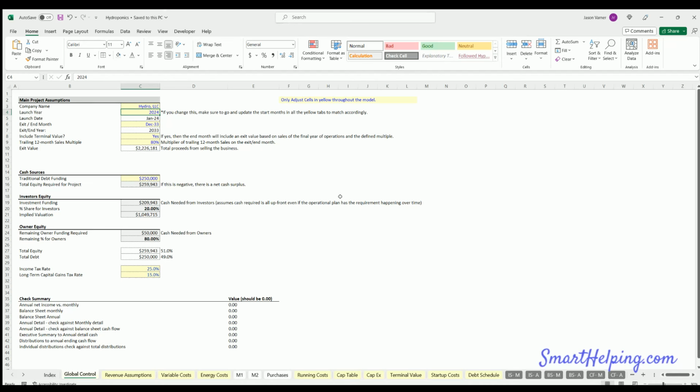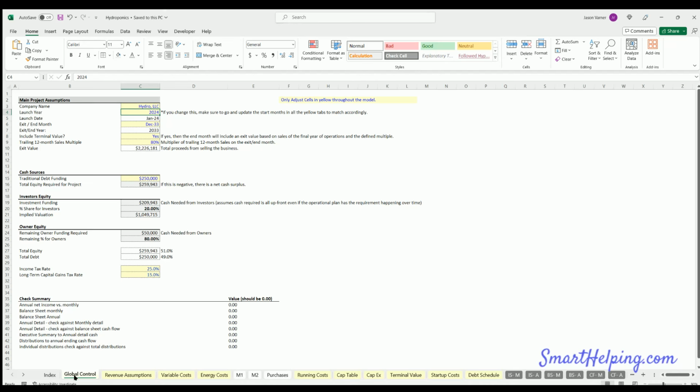So what I'm going to do with you here today, I'm going to go through each tab, explain how all the assumptions work, and then you'll know how to use this to create your own financial forecast for hydroponics or aeroponics. It's very flexible, so let's get into it.